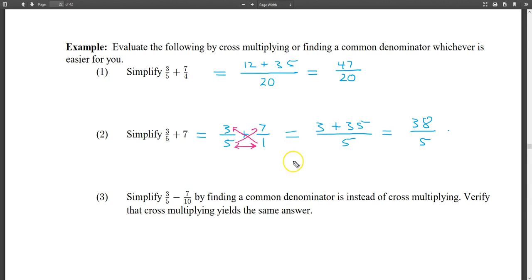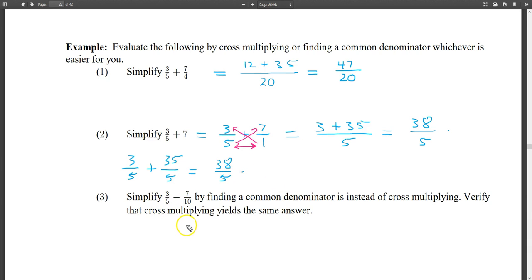Notice that that is the same as finding a common denominator. We could have done this as 3/5 plus, now to make 7 over 1 common with the 5, we could write it as multiply 7 over 1 by 5 over 5, right? So we would get 35 over 5, and that's exactly what we have right here. 3 plus 35 is 38 over 5, and there you go.